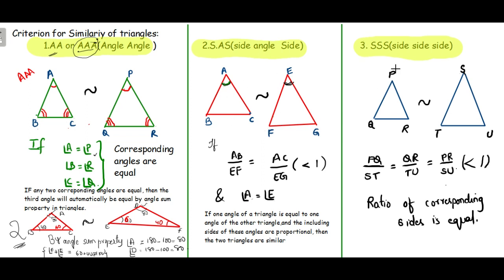The third one is side similarity. In this, if all the sides are proportional, we can say that these two triangles are similar to each other. That is nothing but PQ upon ST, if suppose ST is the corresponding side, PQ upon ST is equal to QR upon TU and PR upon SU, because the corresponding side of QR here we are considering as TU, and the corresponding side of PR here we are considering as SU. So, if the ratio of the corresponding sides is equal, then we can say that by SSS similarity, these two triangles are similar to each other.